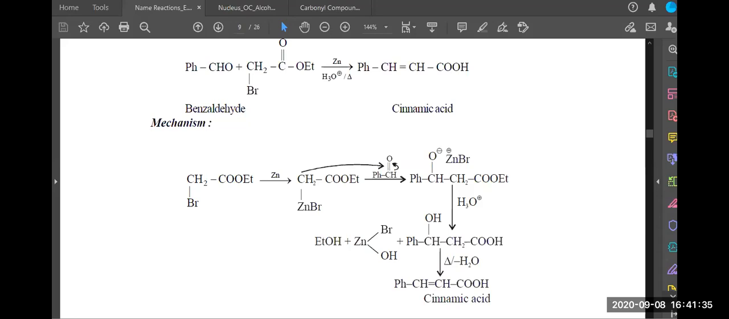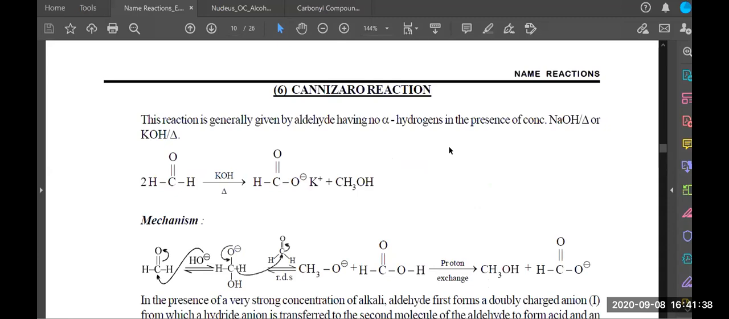Then next is the Cannizzaro reaction. This is one more reaction that we have studied. A very easy reaction. It is just like aldol, but it is not aldol. Reactant and reagent are almost the same as aldol, but the only difference is the aldehyde and ketone here do not contain alpha hydrogen. And it is not a condensation reaction. Cannizzaro is a redox reaction. Yes, very good, Harsha.